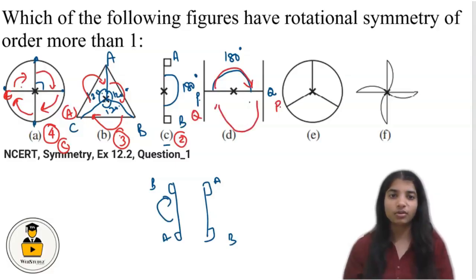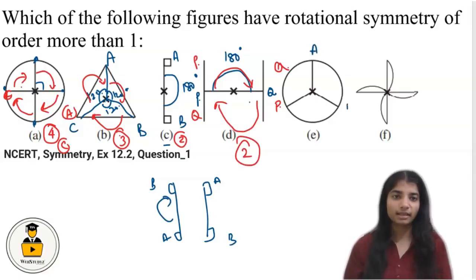Now if again we rotate this through an angle of 180 degrees, again P will be here and Q will be here. So basically here we took 2 rotations in order to reach its initial position. So we can say that the order of this is 2. Now we are considering the next part.